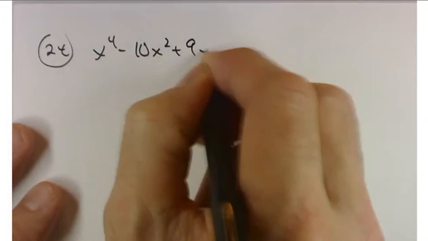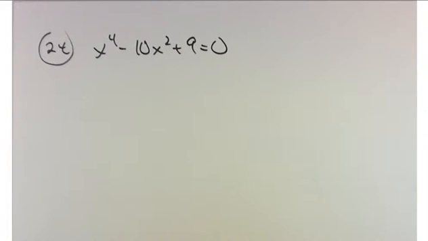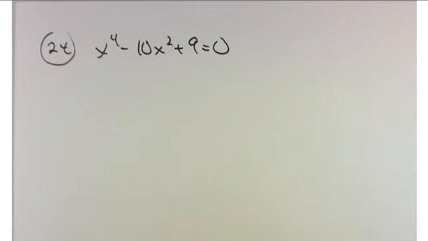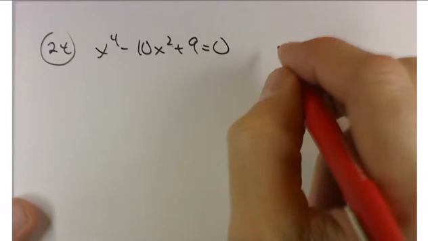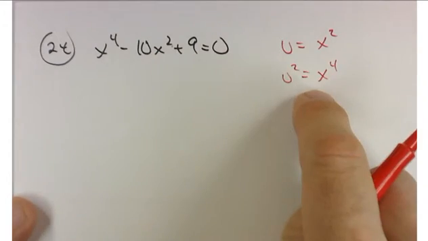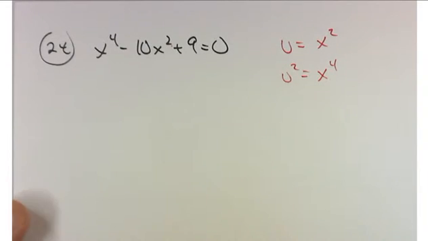So going back to problem number 24, it was x to the 4th minus 10x squared plus 9 equals 0. Lisa, how do I know it's quadratic in form? Yeah, this is half of this. So my substitution is going to be to the middle term. I'm going to let u equal x squared. Automatically, my u squared term is going to line up like it's supposed to. What equation do I get when I make those substitutions? Rachel?